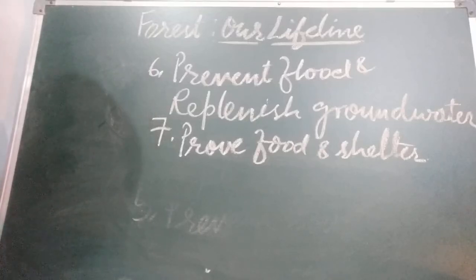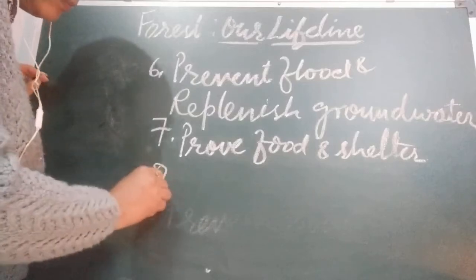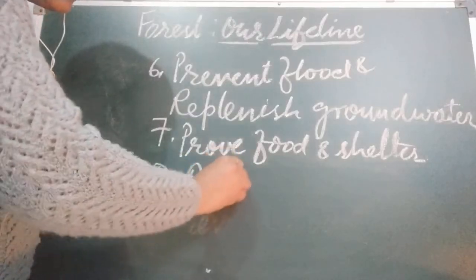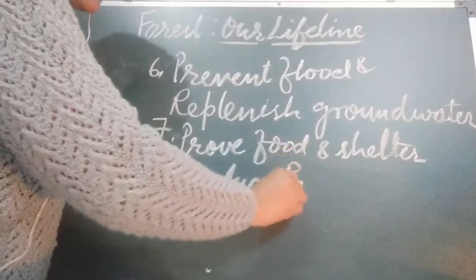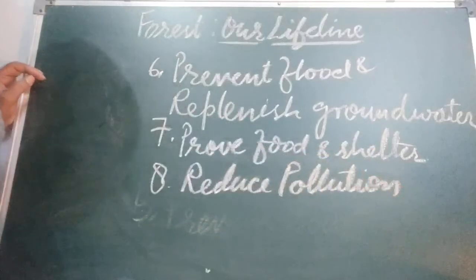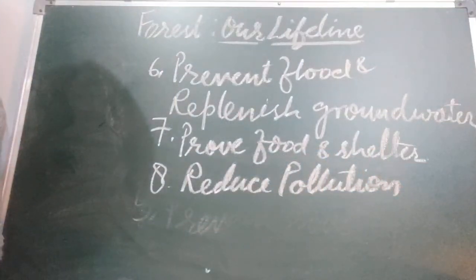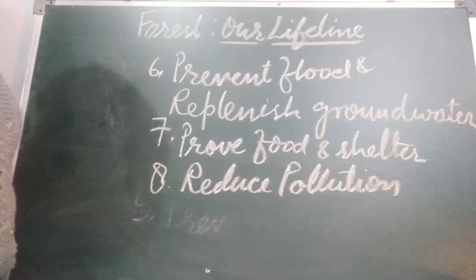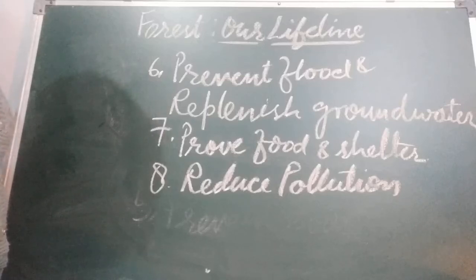Next is, it reduces pollution. As you know, it gives a large amount of oxygen, absorbs carbon dioxide and reduces its concentration in the atmosphere. Trees bind soil particles together and decrease the dust contamination. Children, dust does not blow. These dust particles are called suspended particulate matter, and they are very harmful for our lungs.